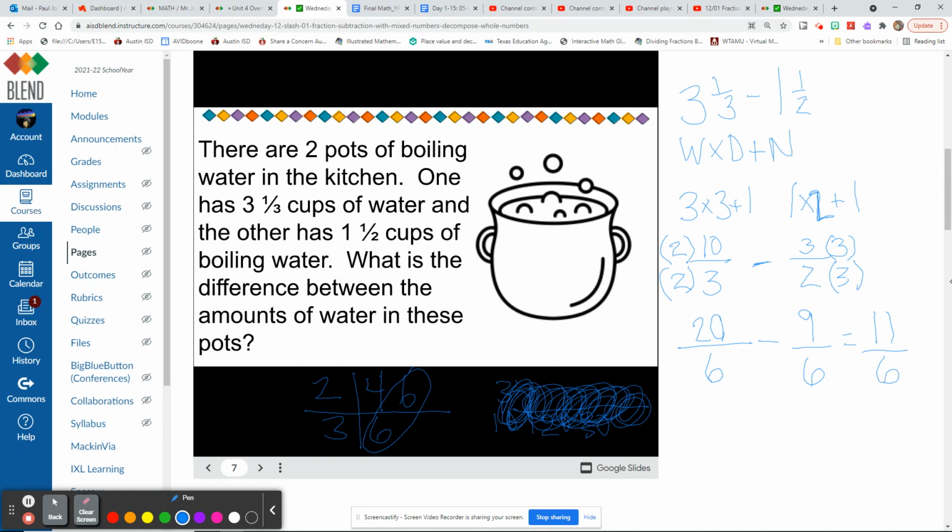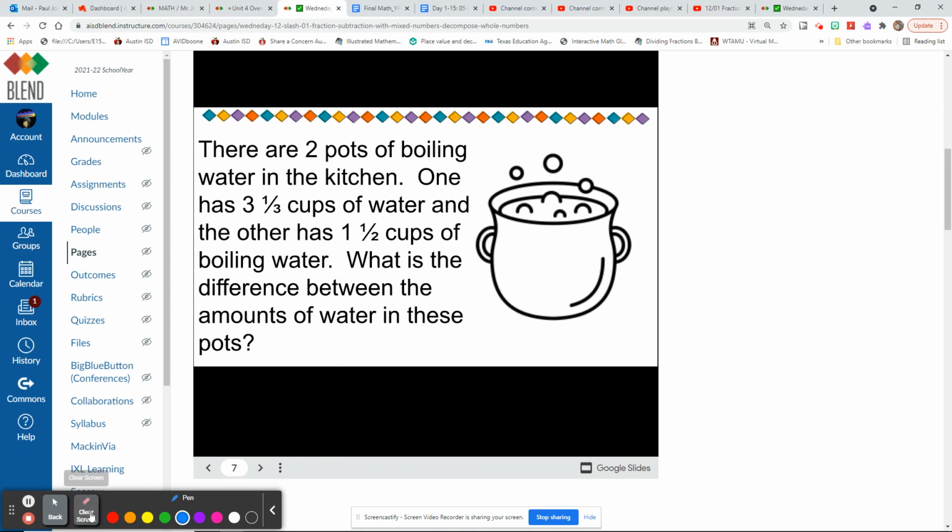So 11 sixths is improper, so we need to simplify it. We can decompose it into 6 sixths plus 5 sixths, which is also the same thing as 1 and 5 sixths. All right, so that was one way to solve it, by turning them into improper fractions. Okay, obviously, another way that we could do this is by decomposing them.